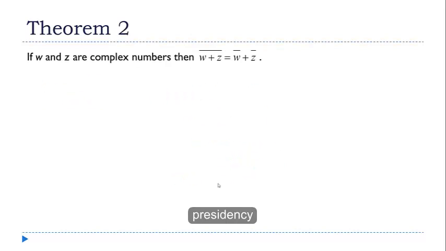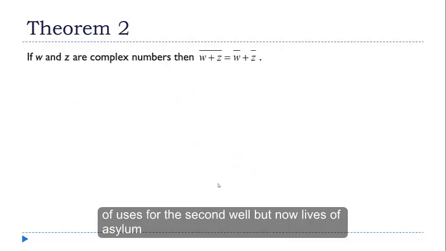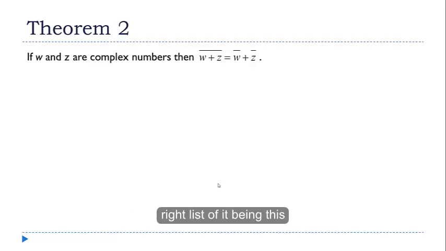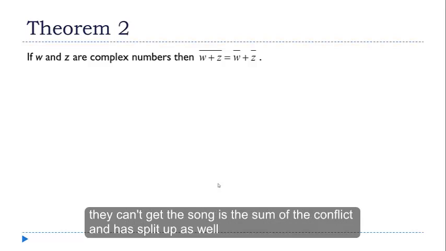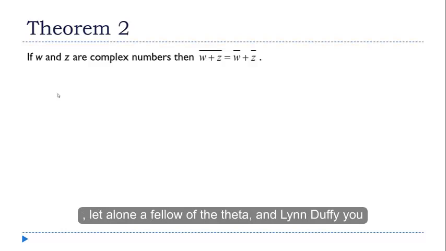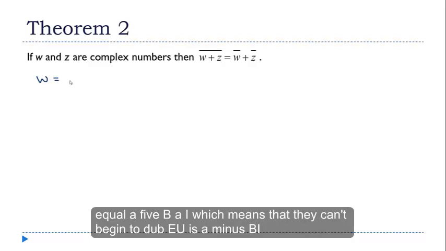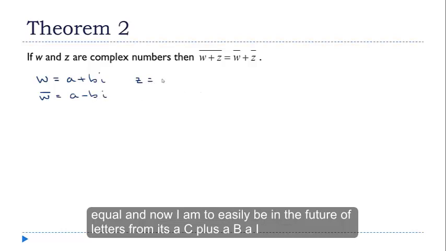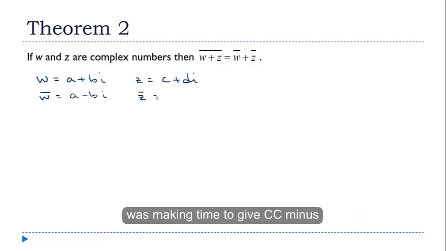Let's see how we can use this for the second one. Now, I want to talk about a sum. I want to show that, in English, the conjugate of the sum is the sum of the conjugates. We can split it up this way. I'm going to follow the same approach. I'm going to let w equal a plus bi, which means that the conjugate of w is a minus bi. And I'm going to let z equal, now I can't use a and b again, I've got to choose different letters, so I'm going to say c plus di, which makes the conjugate of z c minus di.